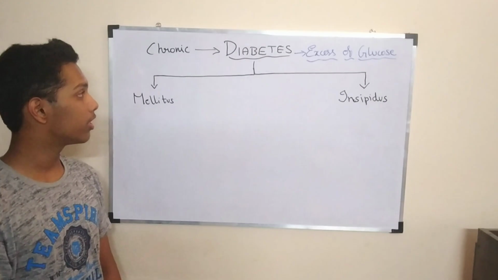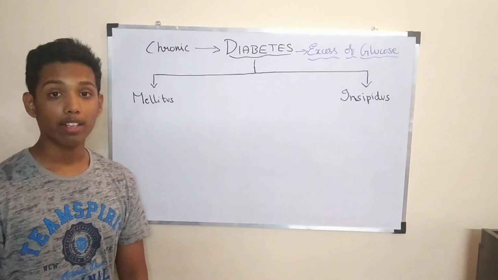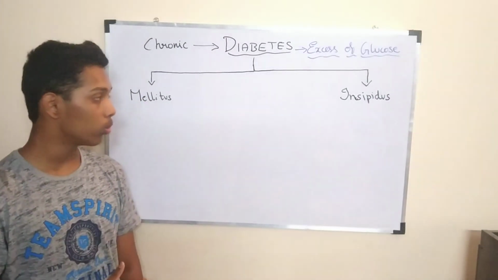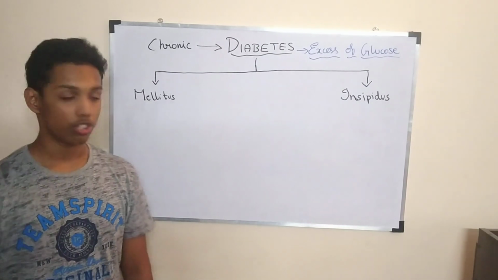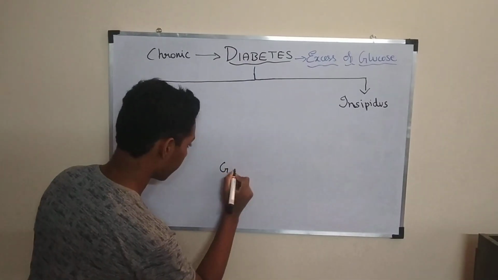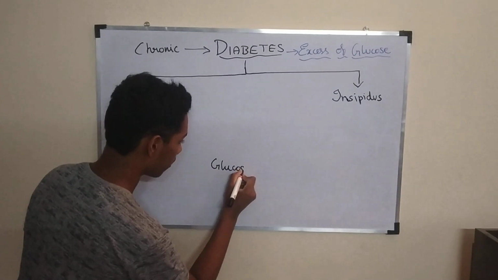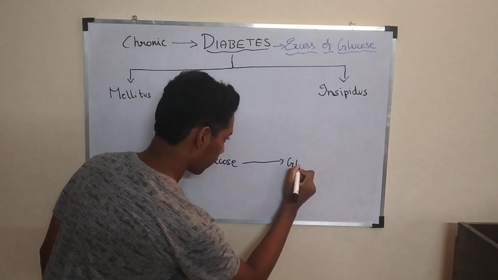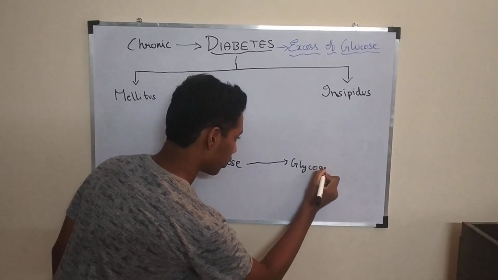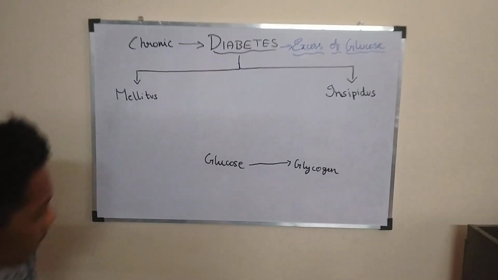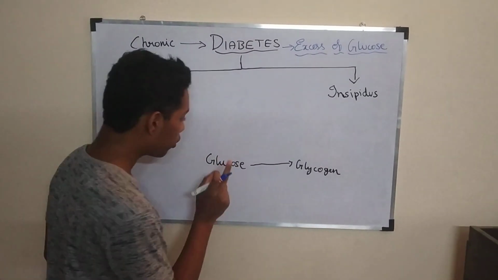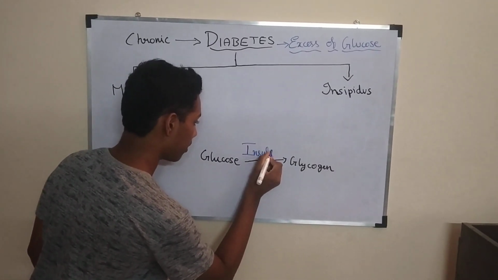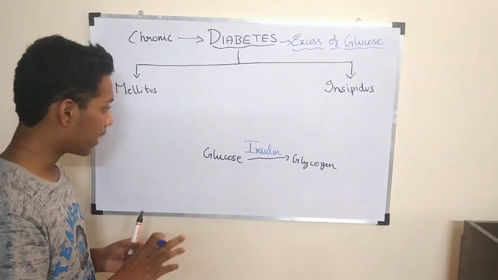Now let's discuss insulin. Insulin is a hormone, and you can say it's a protein. The main function of insulin is to convert glucose into glycogen. Let me just write it here: glucose converting to glycogen, right? To convert glucose to glycogen, insulin helps. So insulin helps to convert glucose to glycogen.